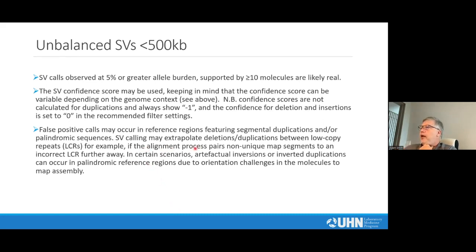So anyways, in the alignment process, there's this pairing of non-unique map segments to an incorrect LCR further away, and that's basically what happens. We can sometimes see artifactual inversions or inverted duplications in areas of the reference where there's a palindromic type of sequence, where it's the same pattern of labels on either side of a particular region. This can sometimes give a little bit of difficulty to the assembly. So these are just things you have to keep in mind when you're looking at a lot of this stuff.